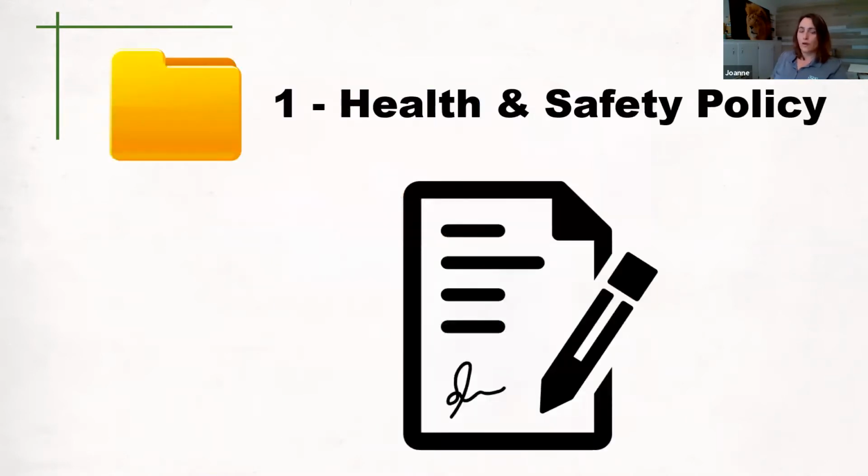So the first one is your health and safety policy. Quite simply, if you do not have a currently signed copy of your health and safety policy in your manual, just get it signed and upload it into this folder. If it's in your manual, you can leave this folder blank.